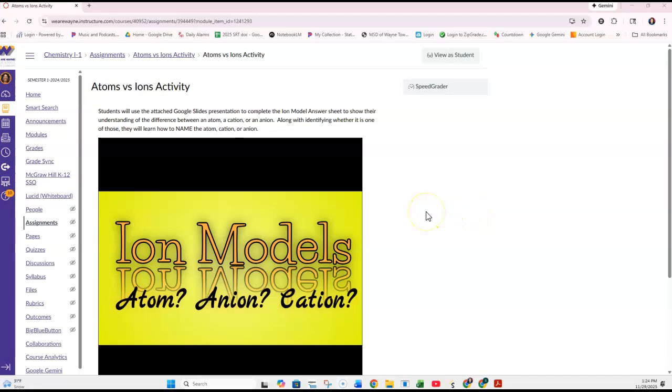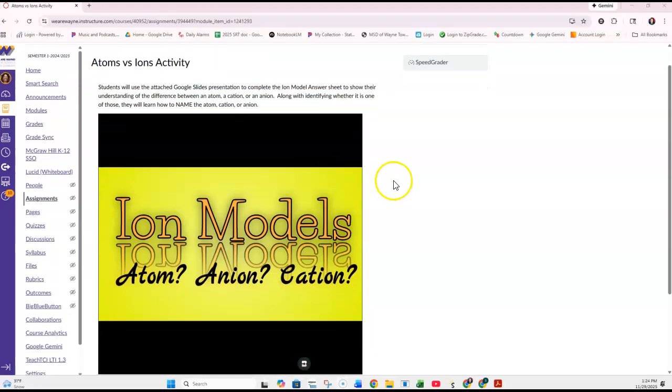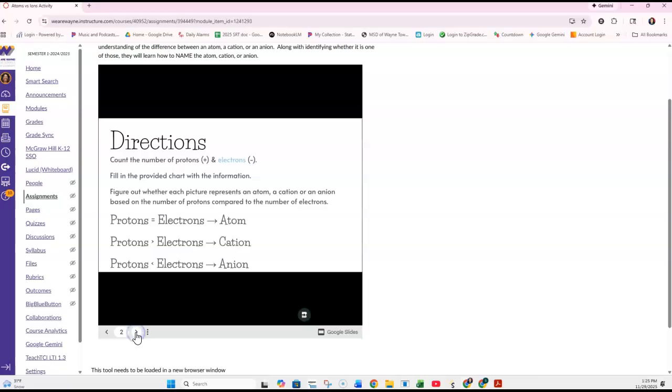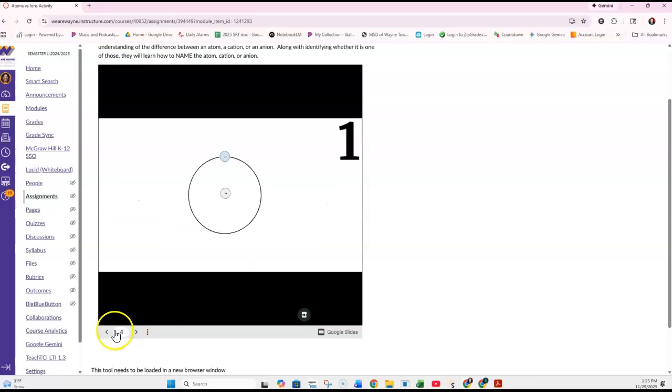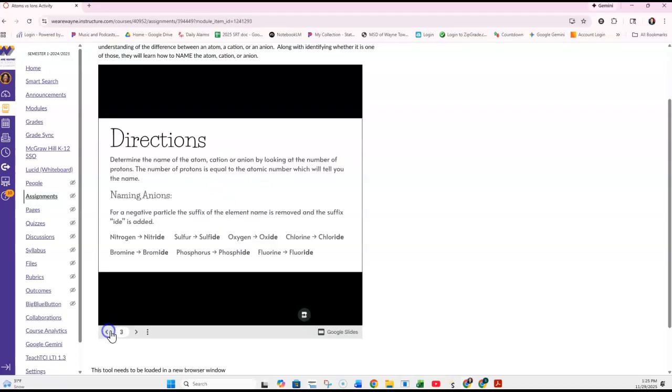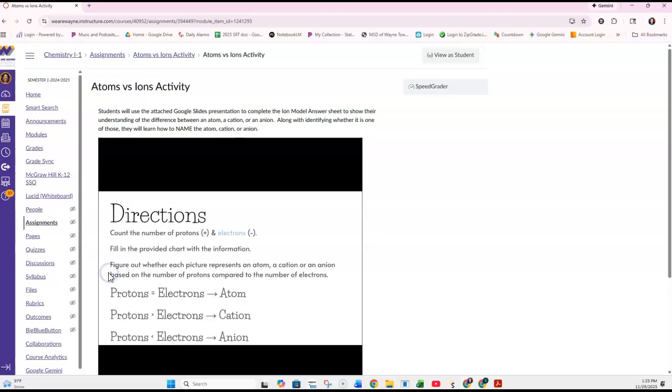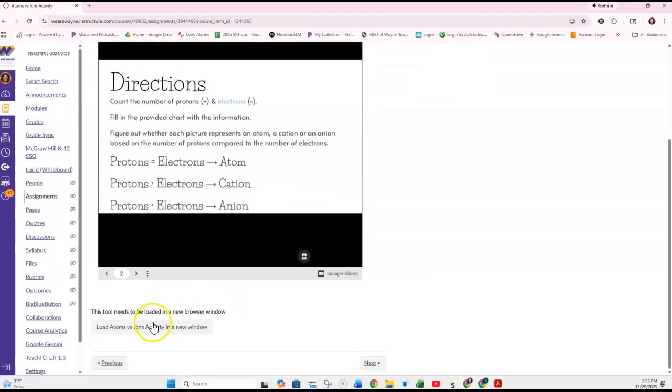This is Ms. Ziegler, and I'm going to go over your atoms versus ions activity. So first thing is you have these slides that you are going to click through to give you information, okay? And then you have the actual slides of the board diagrams that you are actually going to do. So once you've gone through at least the first few slides, it'll give you information.